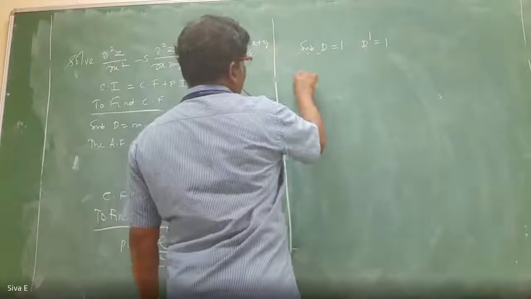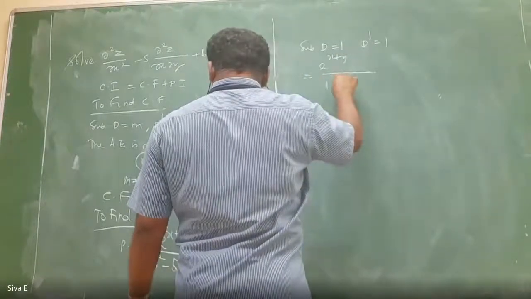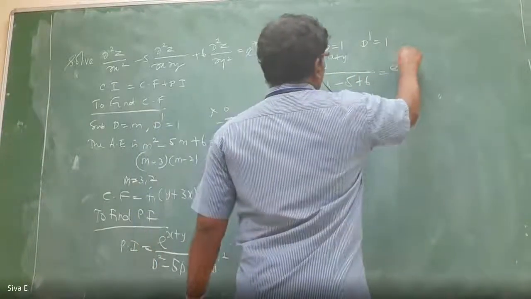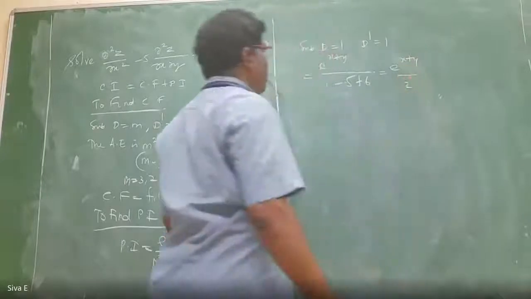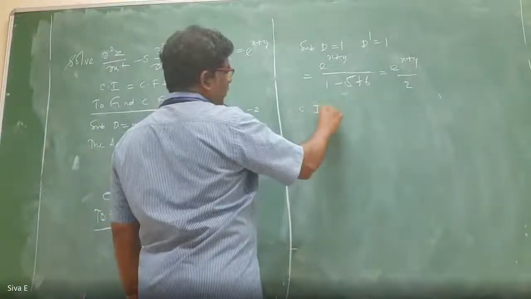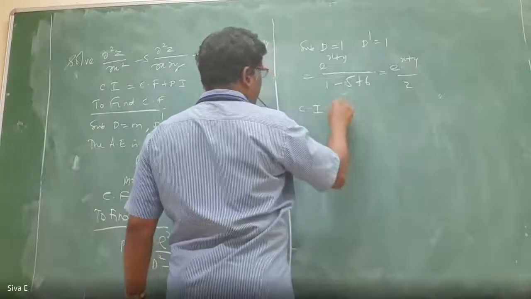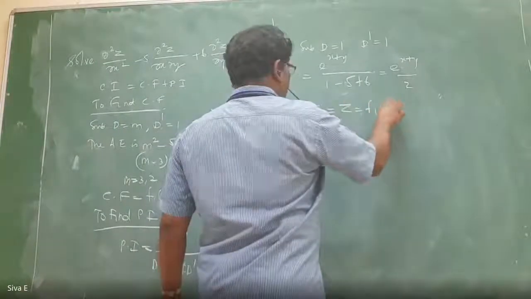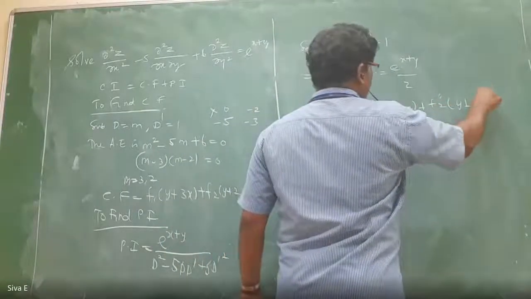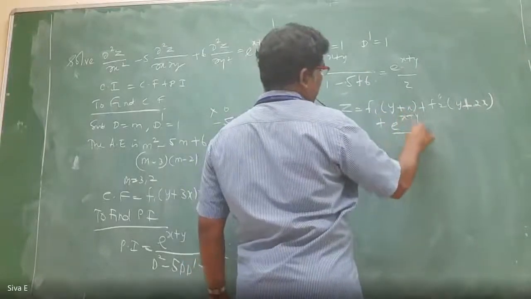Then e power x plus y divided by 1 minus 5 plus 6, which is e power x plus y by 2. So the complete integral equals f1 of y plus 3x plus f2 of y plus 2x plus e power x plus y by 2.